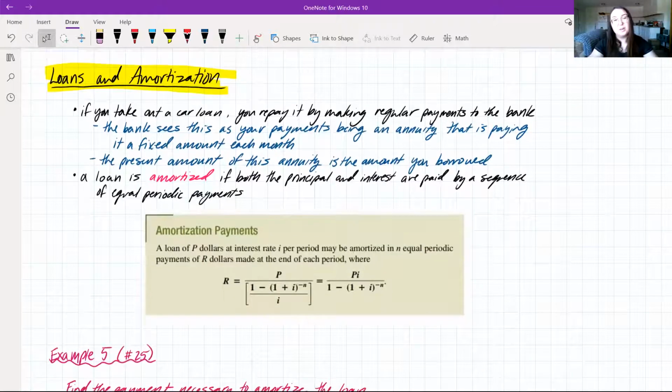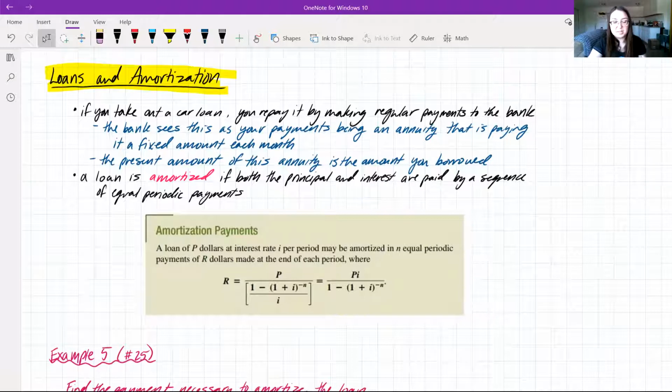All right, so now we're going to move on to loans and amortization. If you take out a car loan, you repay it by making regular payments to the bank. The bank sees this as an annuity that's paying a fixed amount each month. And the present value of this annuity is the amount that you borrowed. So let's say maybe you borrowed $10,000 on a car loan, and you're making regular monthly payments on it. Your present value of that annuity is just the amount that you originally borrowed. So that present amount is going to be $20,000.